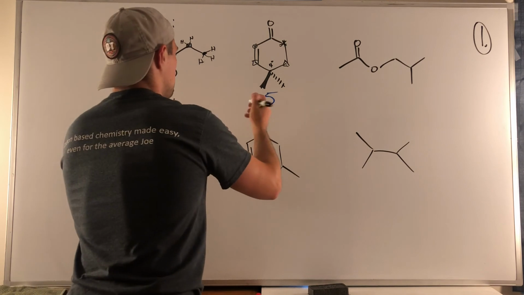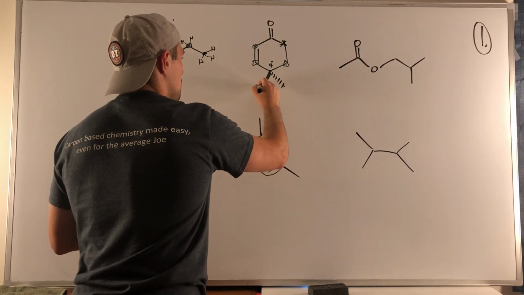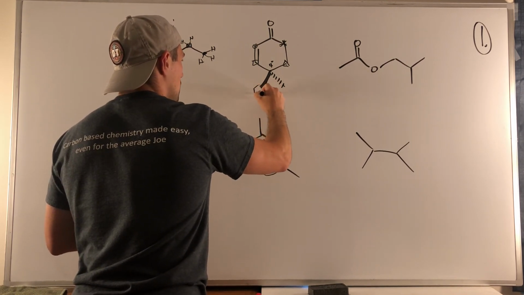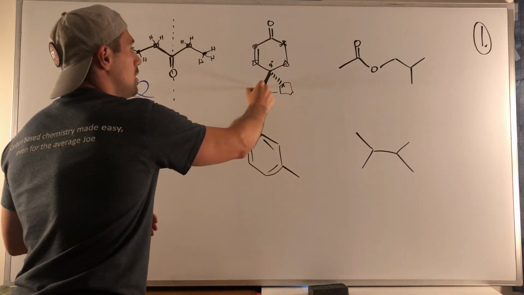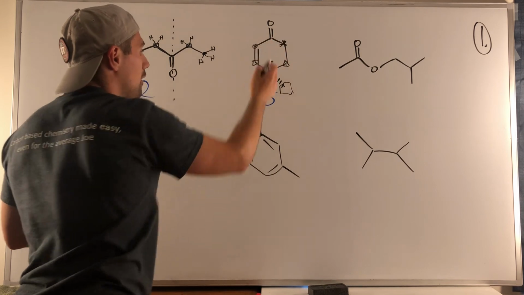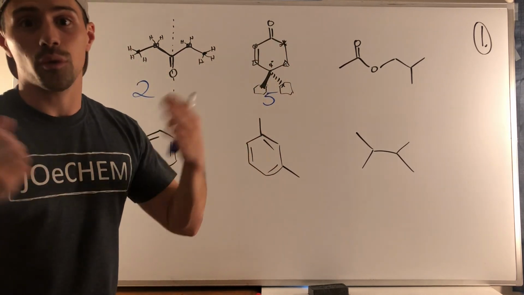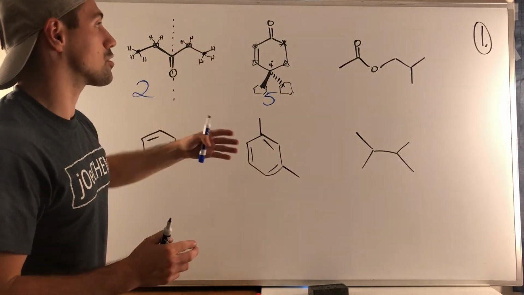And I'll just, I don't know, I'll use an octagon. Oh boy, you know what I mean. These positions are unique. So 1, 2, 3, 4, and 5. We'll have 5 signals for the 5 hydrogens represented in this structure.